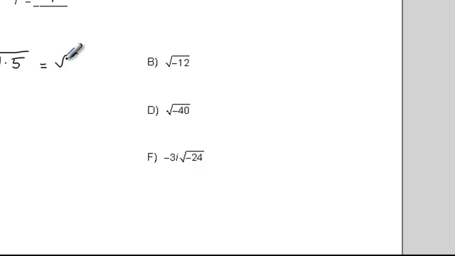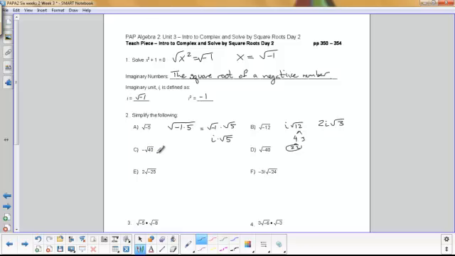Notice the radical does not contain the negative sign, therefore this is a real solution, not an imaginary one. So this breaks down into 4 and 10. There's your perfect square. It becomes 2 square roots of 10.